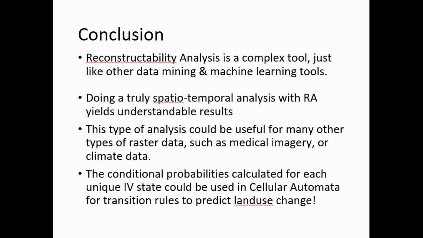Also, the probabilities that we are calculating could be used as the transition rules in a cellular automata model of land use change. The trick would be to figure out how to smear the probability of transition out over time.